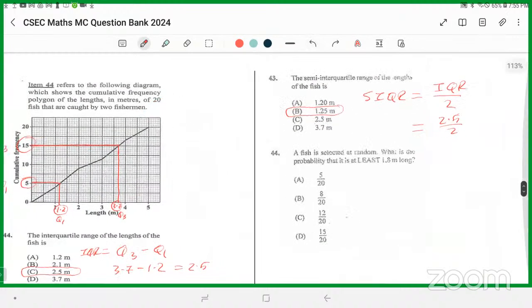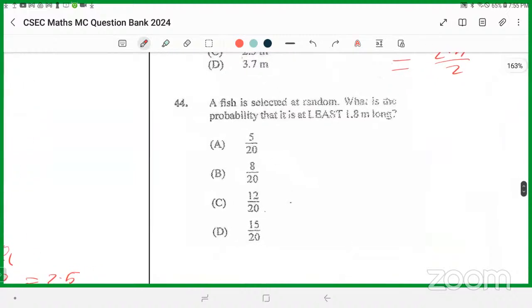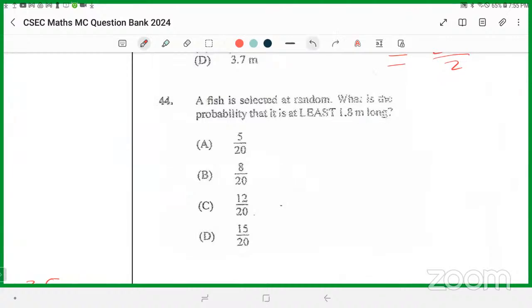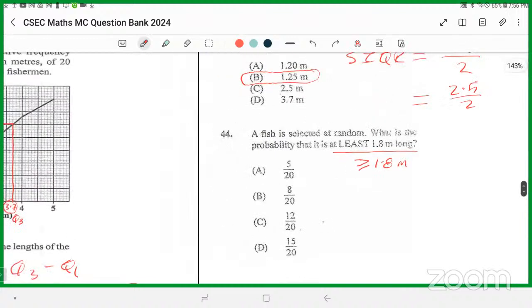What they're asking here: a fish is selected at random. What is the probability that it is at least 1.8? At least means greater than or equal to 1.8 meters long. That's what you want. How many fish are greater than or equal to 1.8? You have to be careful. So what you can do is find how many fish are less than 1.8 and then subtract that from the 20. So we're going to find 1.8 on the graph.